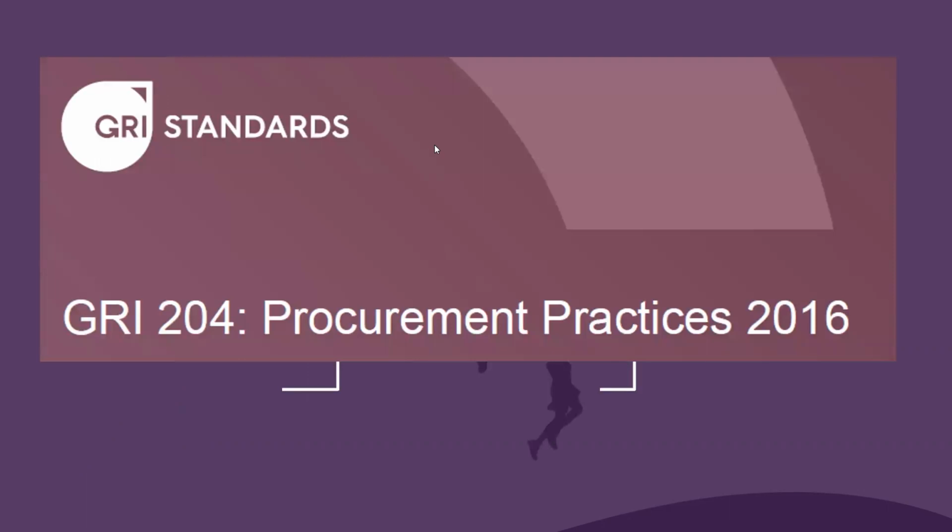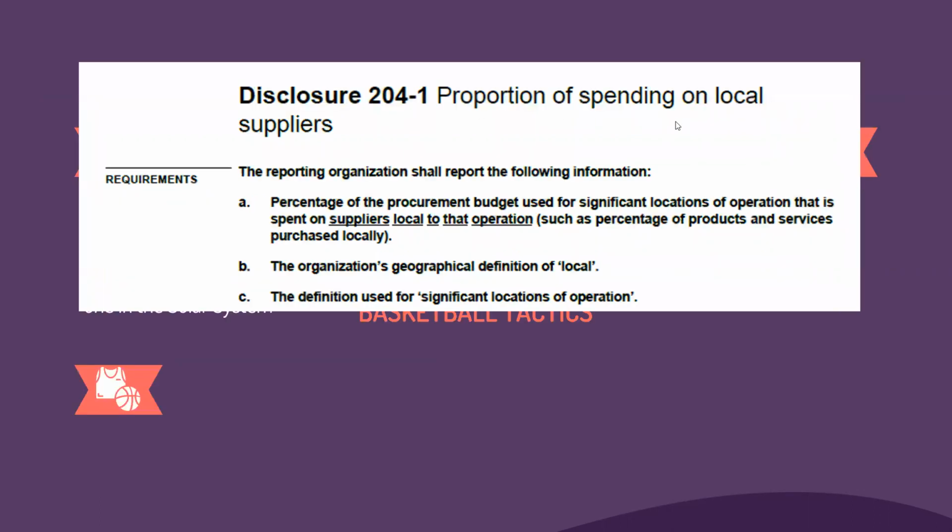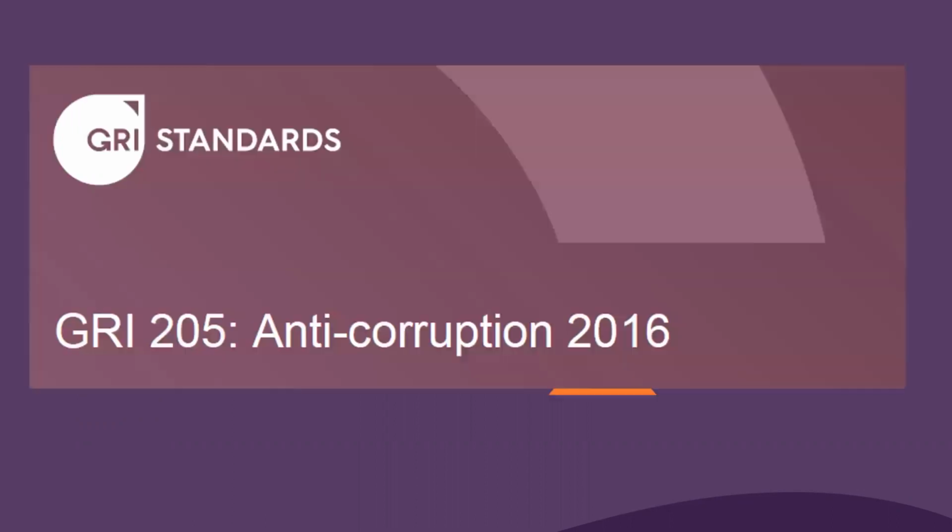Okay, next we have GRI 204, procurement practices. So procurement practices, we have to also include disclosures in relation to our suppliers. So proportion of spending on local suppliers. We have to define what's local. So in the Philippine setup, this will be those suppliers within the Philippines. Especially if you're a multinational, there could be suppliers outside of the Philippines.